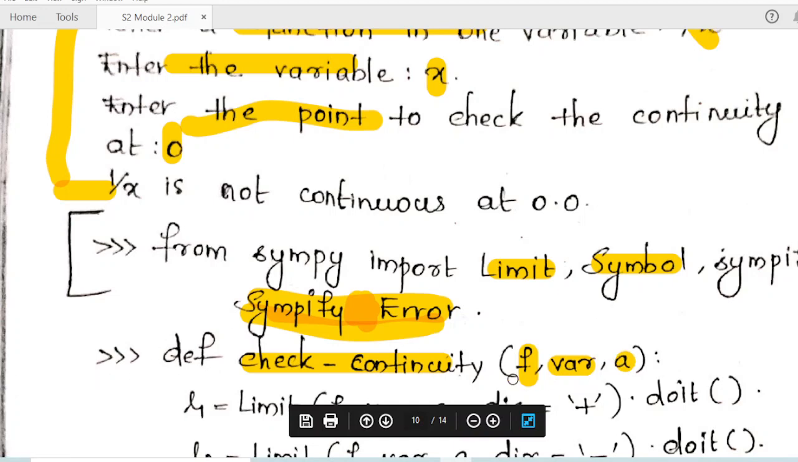So we will be having 3 parameters. When we define this function, we will have 3 parameters. def check underscore continuity bracket open f comma var comma a colon.